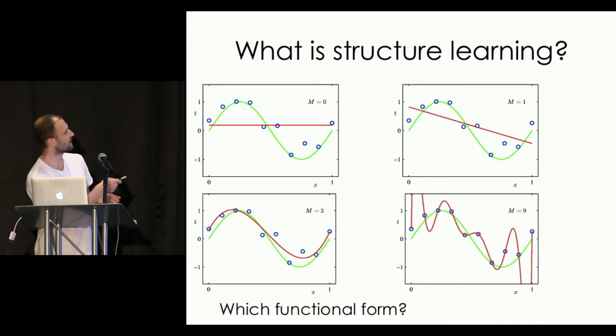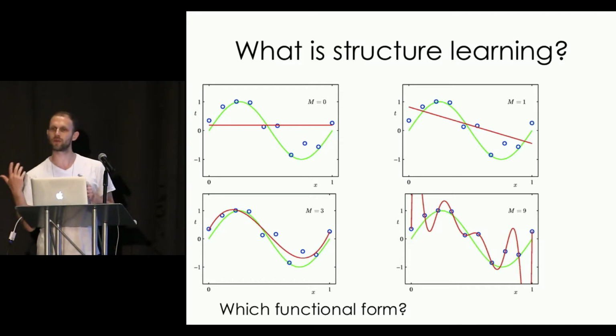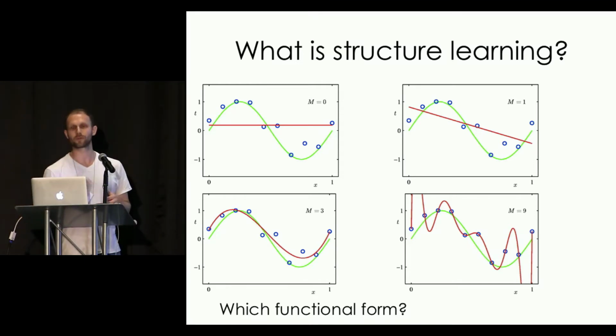So if I see, let's say in this case, a one-dimensional function, I could try to fit polynomial functions of various orders, right? So I could fit a flat function or a linear function or a quadratic function or even something higher order. And the structural learning question in that context is, what functional form should I use?